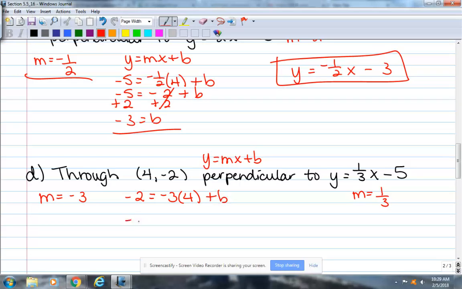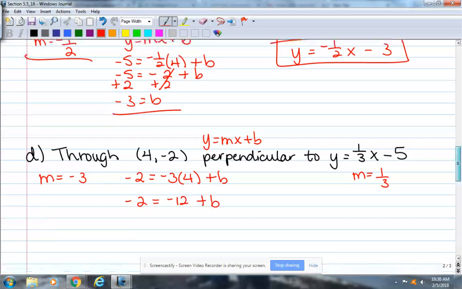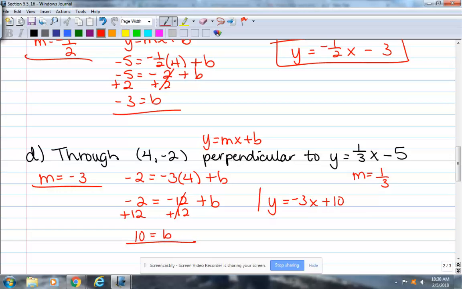Okay, so I have -2 = -12 + b. Add 12 on both sides. -2 plus 12 is 10. And so what's our equation this time? y = -3x + 10. And then double check and make sure you have opposite reciprocal slopes. And you do. So if we don't put the slope correctly, are you going to get your B correct? No. So you've got to be careful when you're flipping and changing signs, okay?